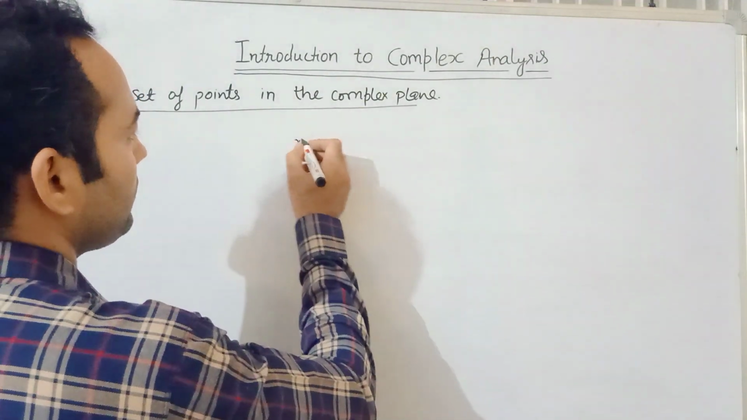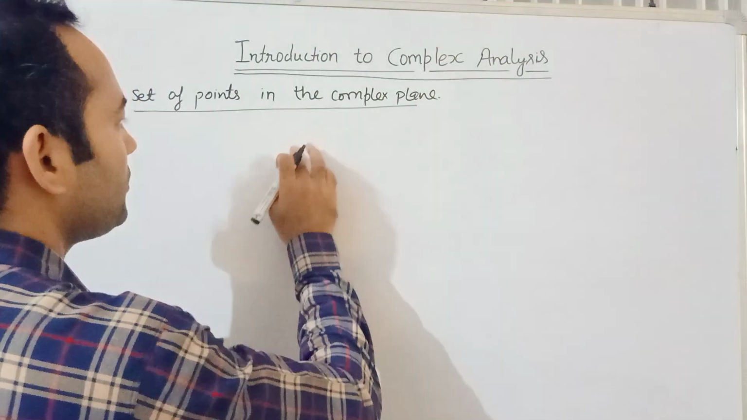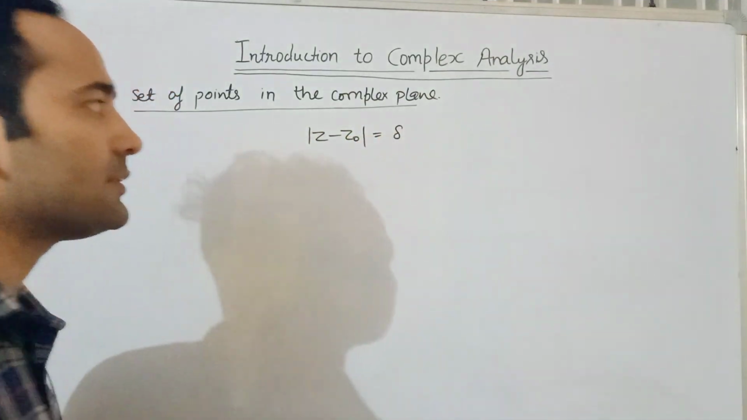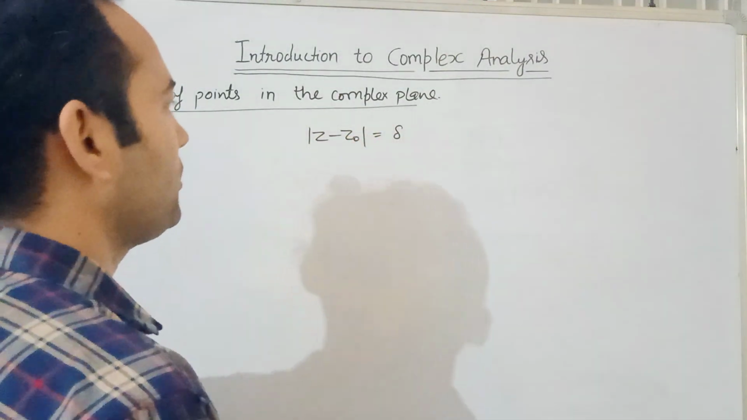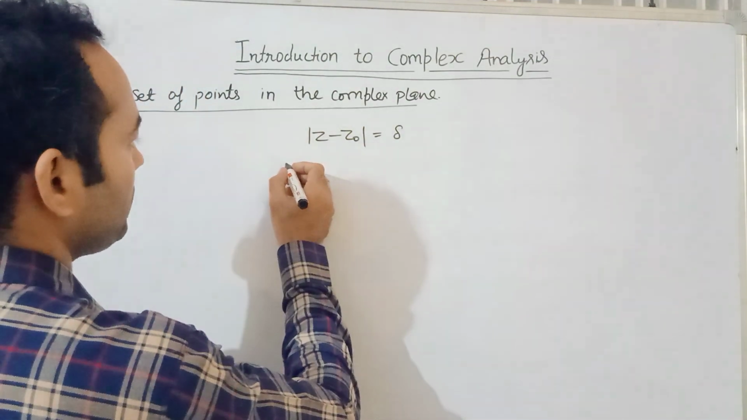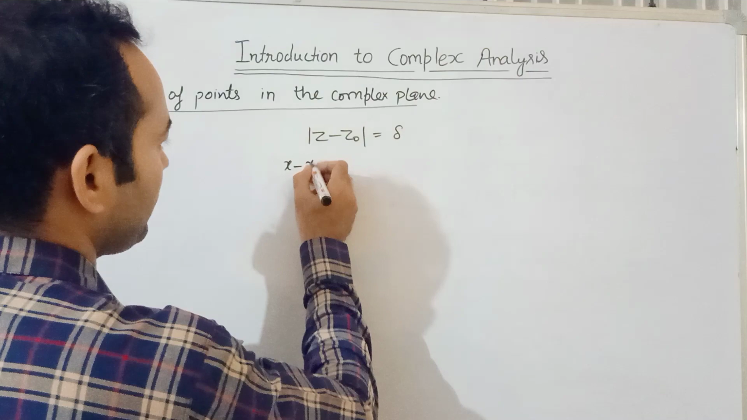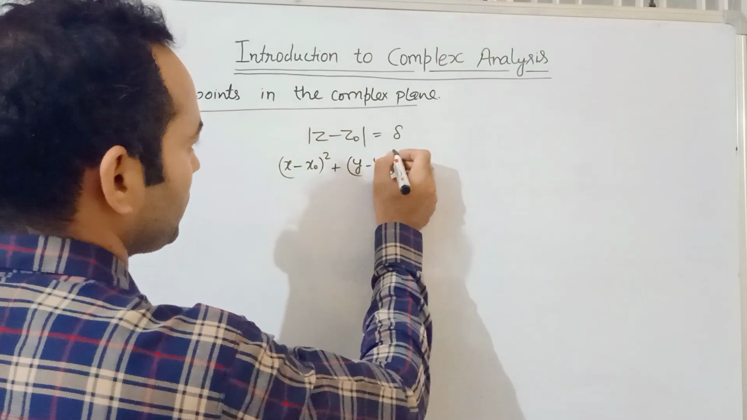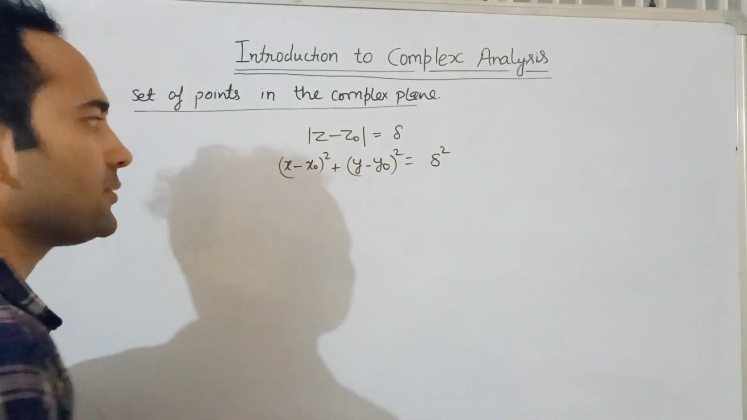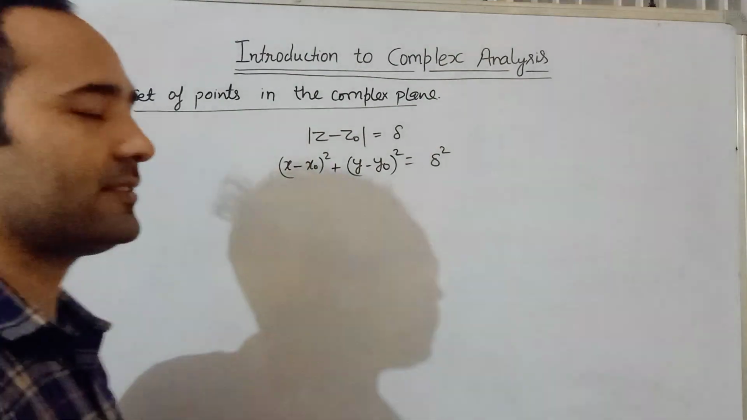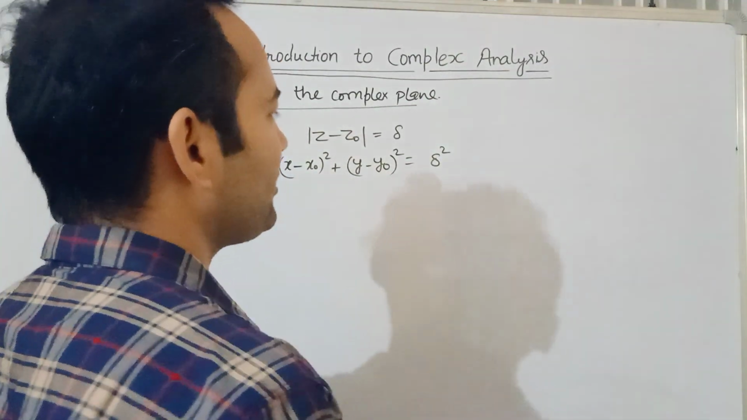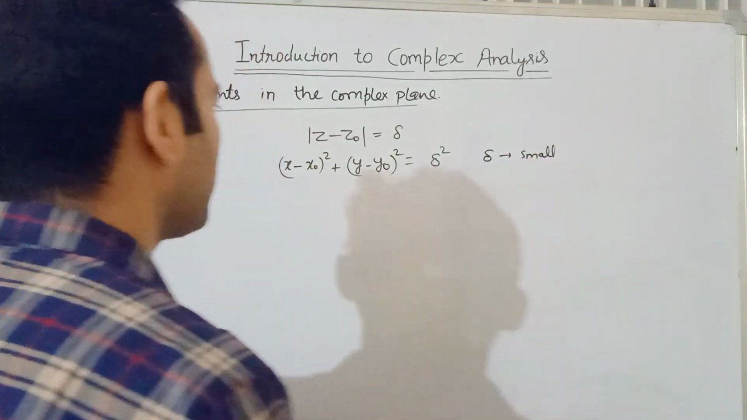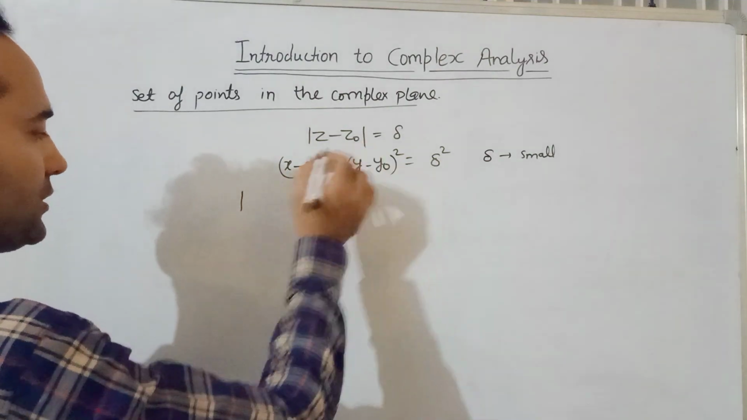So if you will assume, what is this? By the way, you must understand this is a circle whose center is at z0. Now you understand that you can write it like (x minus x0) whole square plus (y minus y0) whole square is equal to del square, right? So the circle's center is (x0, y0) and its radius is del, and you can assume that del to be small. So this is a circle, right?